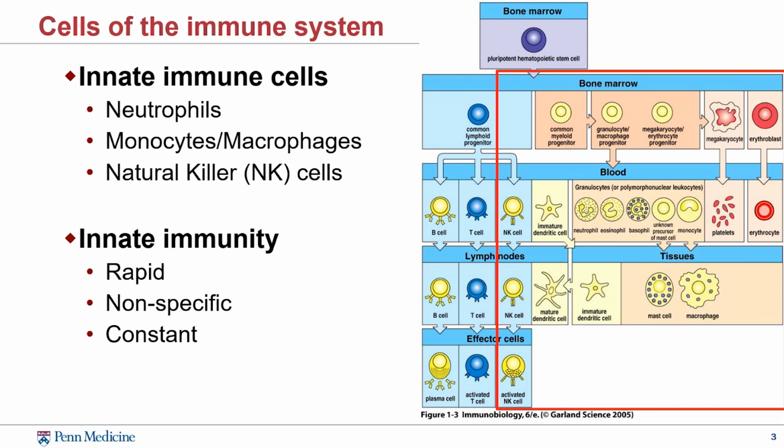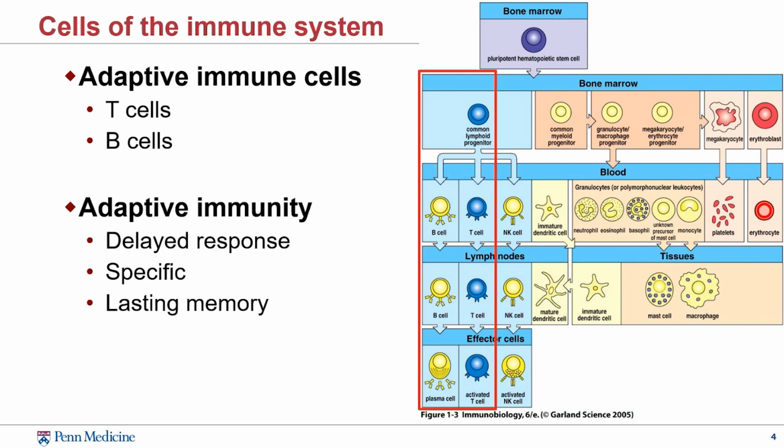And so innate immunity is thought of as being rapid. It can very quickly respond to a pathogen, but it's also non-specific. It can't learn which pathogen you have been exposed to before and can't do anything different the next time. It's also constant, right? So basically your innate immune system is constant throughout your life, more or less.